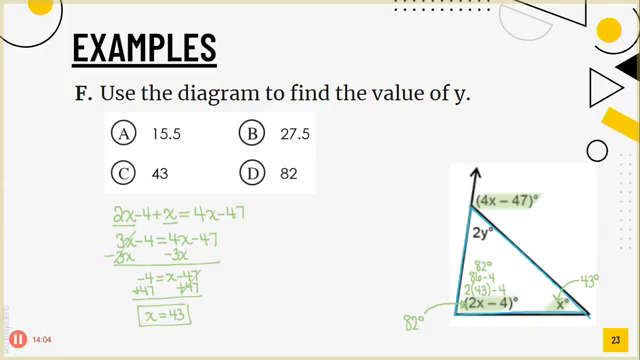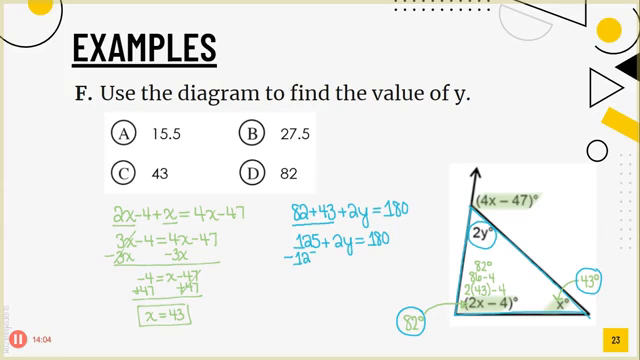So now what I'm able to do is say, I know that all 3 of these angles should add up to be 180 degrees. So my 82 degree angle, my 43 degree angle, and my 2Y should always add up to be 180. So I'm going to combine my like terms, and I'm going to get 125 plus 2Y equals 180.